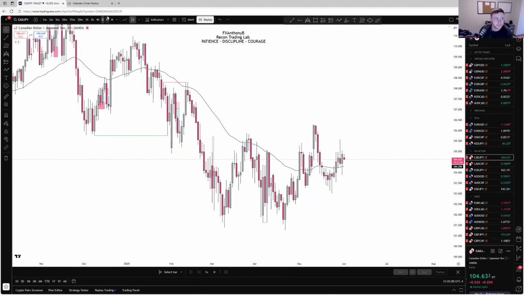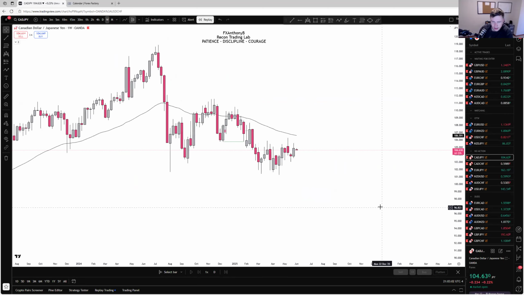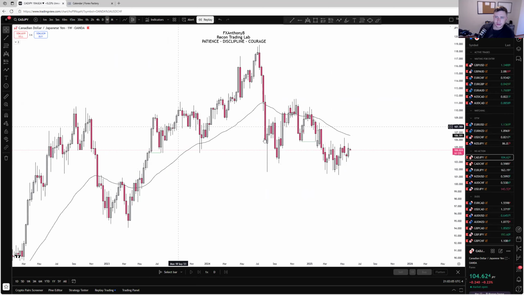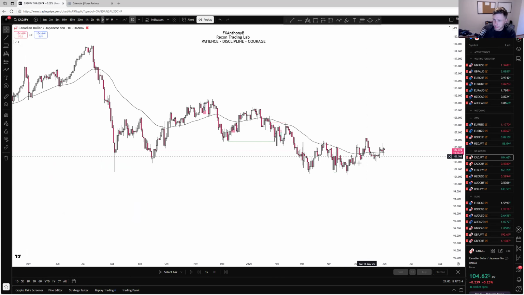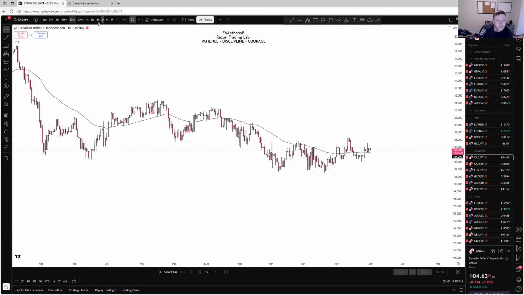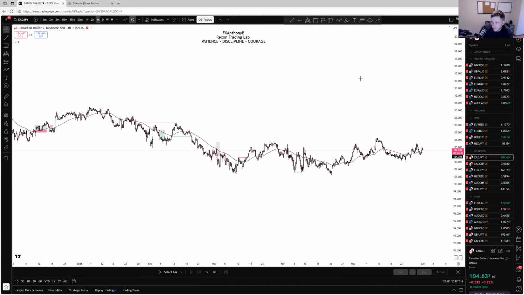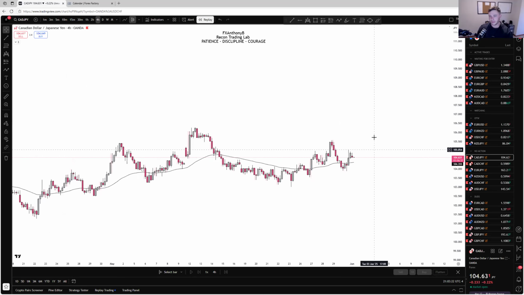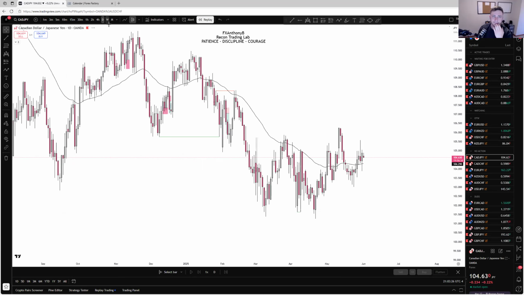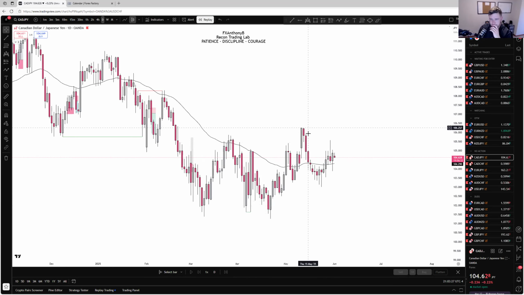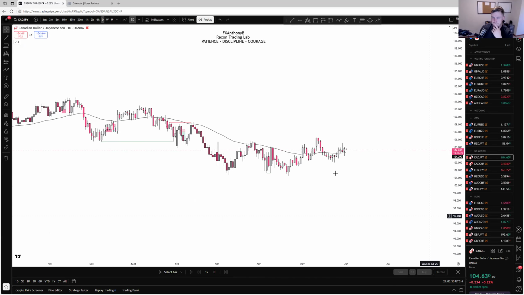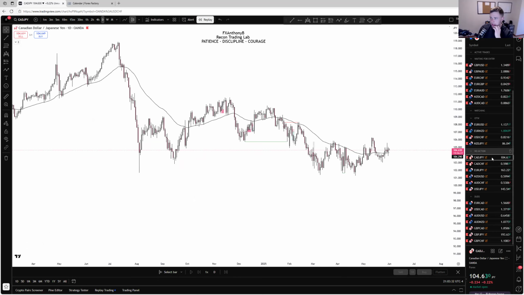CAD JPY. Let's see here. Lower high, lower low, lower high, lower low, higher high, higher low. Weekly's bullish. Daily is bearish. Higher high, higher low. Daily's bullish. 4 hour is bearish. Honestly, I'm okay. We have so many pairs already.